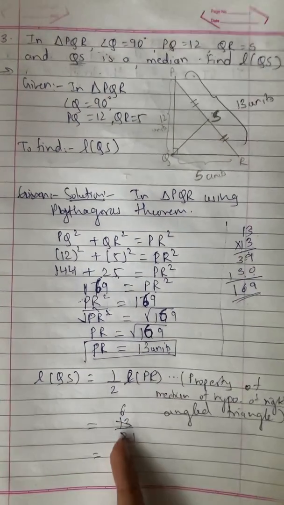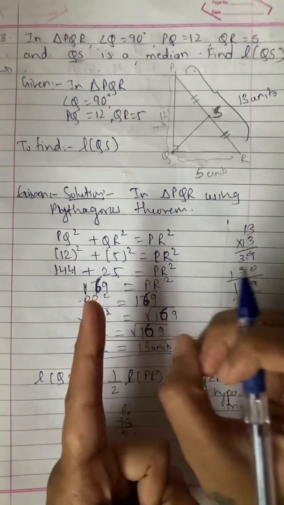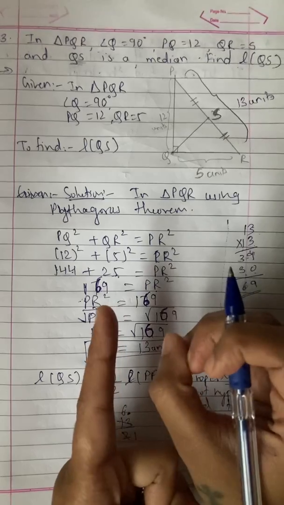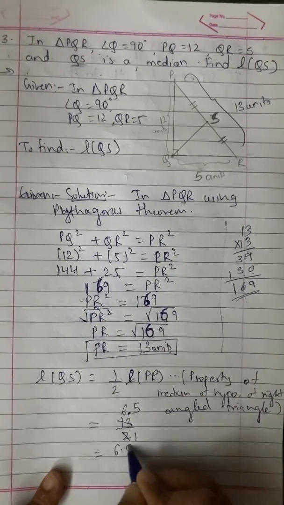So 1 does not come in 2's table, so definitely we have to give a point here. When we give a point here, in front of 1 there comes 0. So now we have 10. 10 comes in 2's table, 2 5s are 10. So the answer is 6.5.